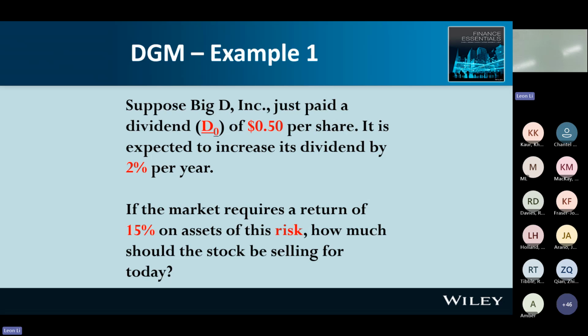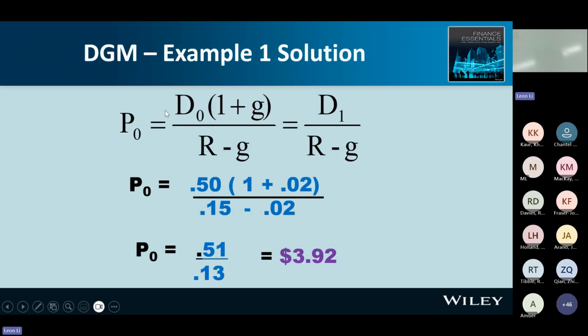So let me show you the answer. This is our DGM model. P0 is D1 over R minus G. I hope students remember the formula, all right? But in this example, we have D0. The company just paid the dividend. This is D0. D1 is D0 times 1 plus G, right? So D0, $0.5. G, 2%. R, required return, 0.15 or 15%, right? So we apply the model. The P0 is here, okay?